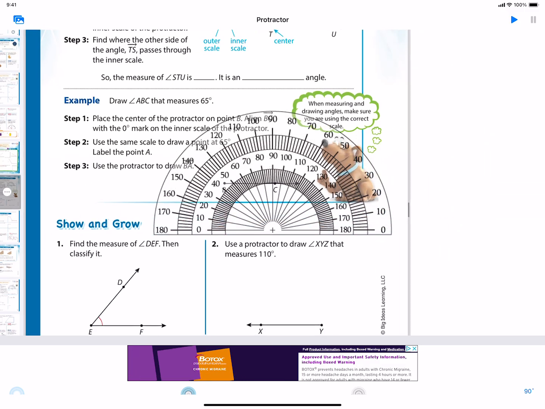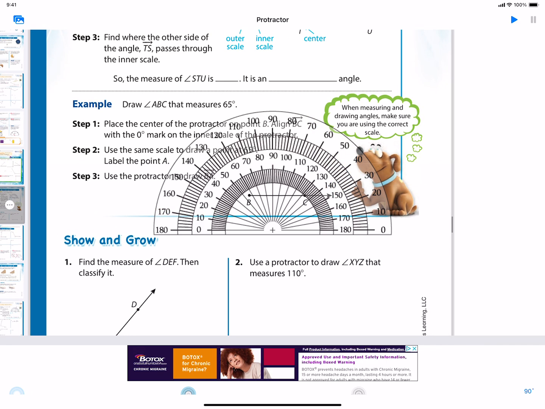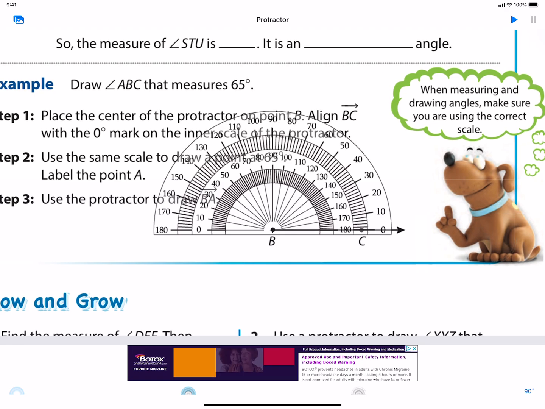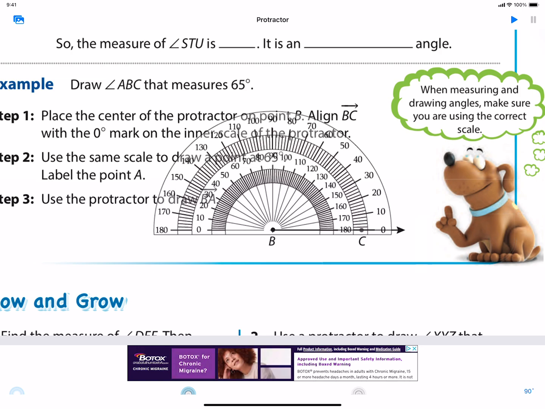Okay, step 1, what does it say? Place the center of the protractor on point B. Okay, I'm going to place this center on the point B and align ray BC with the 0 degree mark on the inner scale. I did it already, right? And then step 2, use the same scale to draw a point at 65 degrees. So I'm going to count from the 0, 10, 20, 30, 40, 50, 60, and 70. In between, it must be in the middle.